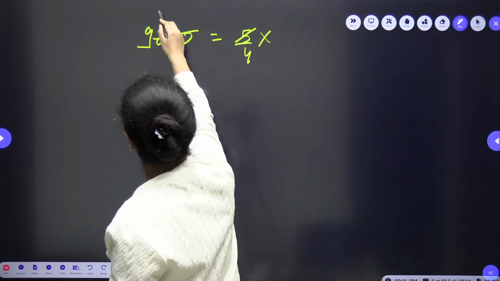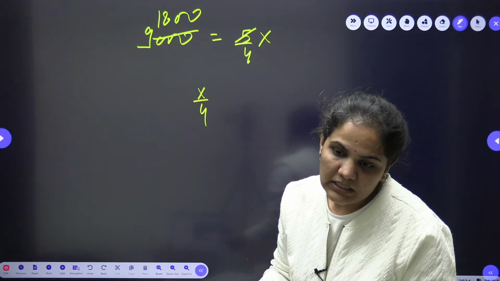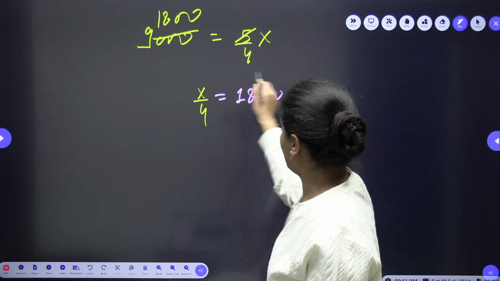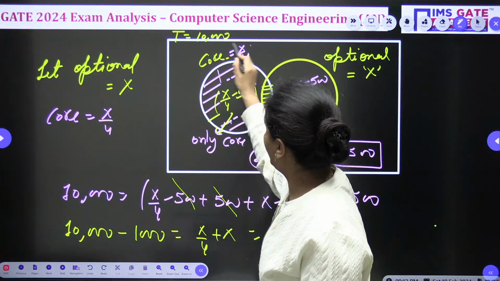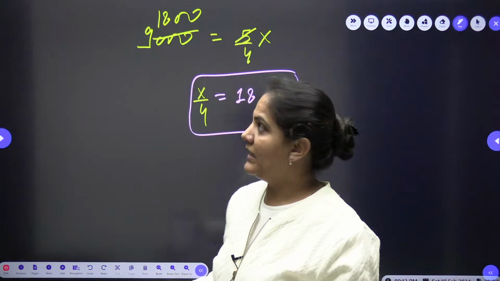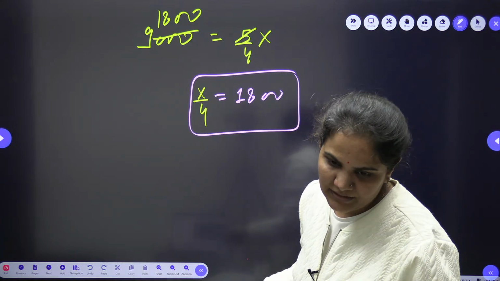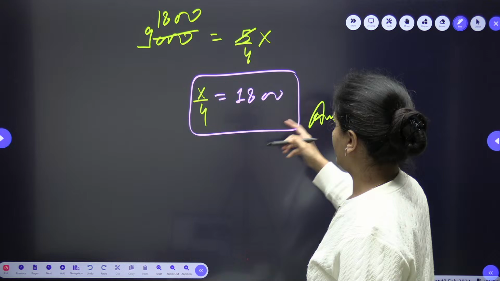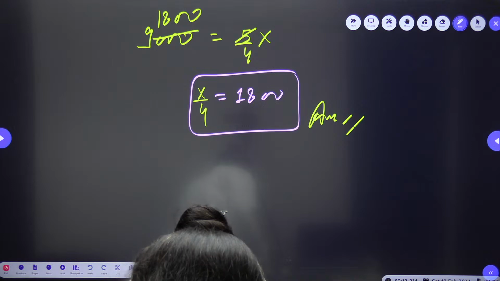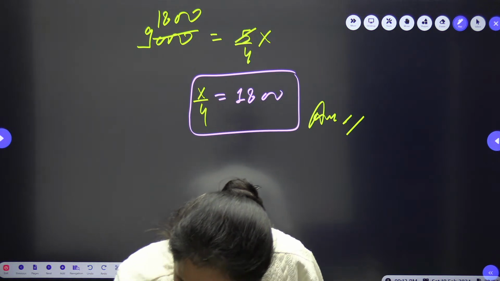When you solve, it will be 1800, and actually you are looking for the value of X by 4 only. Can you confirm your result is X by 4? Your question is asking to find the value of core. Core I am taking as X by 4. So my 9000 equals 5X by 4, so my X by 4 will be 1800. Please confirm. My answer should be 1800 in this case.